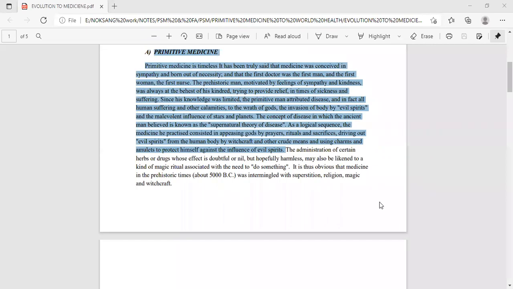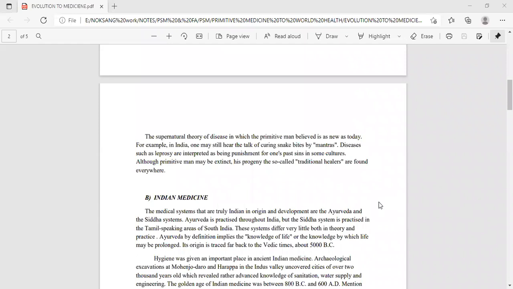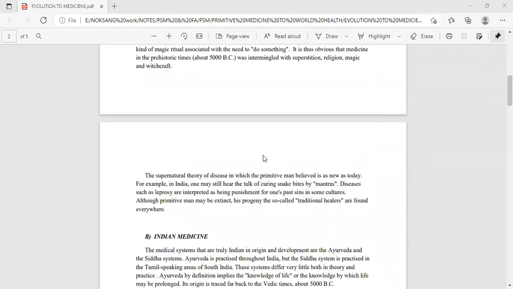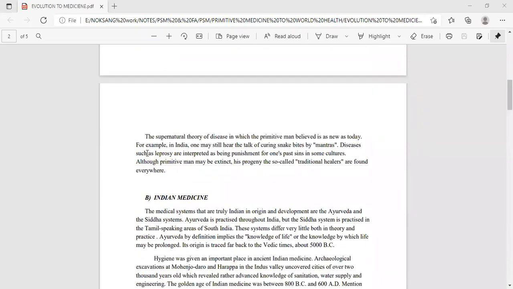Okay, so after this, in the next paragraph, you write down this example. You write.